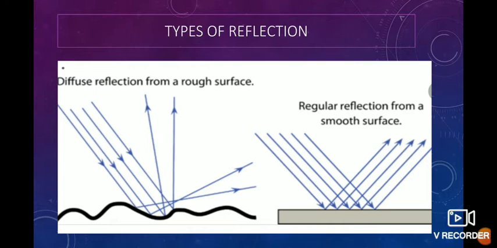Depending on the type of surface that the light falls on, there are two different types of reflection. One is diffuse reflection or irregular reflection. If light falls on a surface which is not even, which is irregular, the reflection will also be irregular or diffuse. But if light falls on a smooth, plain surface, we will have a regular reflection.